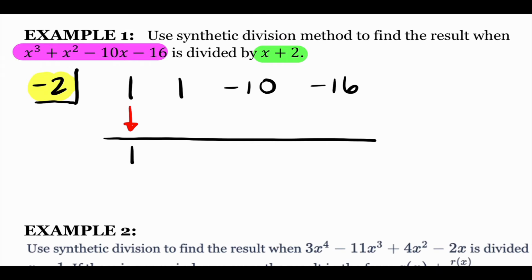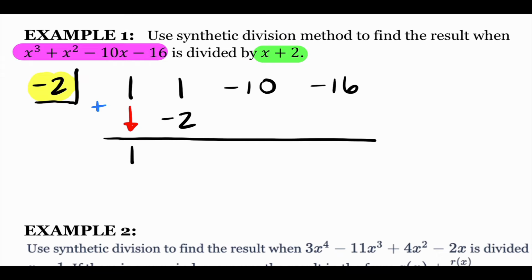Okay. And then to continue the process, we're going to multiply, just like we did with long division. You're going to multiply. So what am I going to multiply? I'm going to multiply this guy down here times this guy right here. When I multiply those two, I get negative 2. So the negative 2 is going to go here. I don't need to change the sign like I did yesterday, like when I did long division, you change the signs. You don't need to do that.